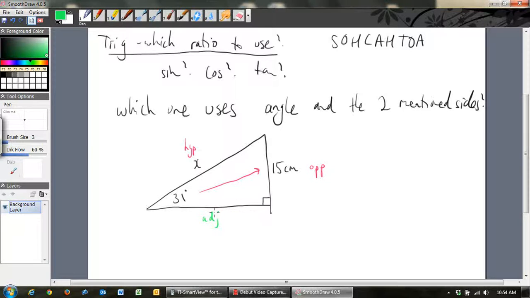Why did I label that in green? It's because we don't know it. We don't know this length, and we don't want to know it. There's nothing that we care about with that particular value there. We don't care about adjacent.